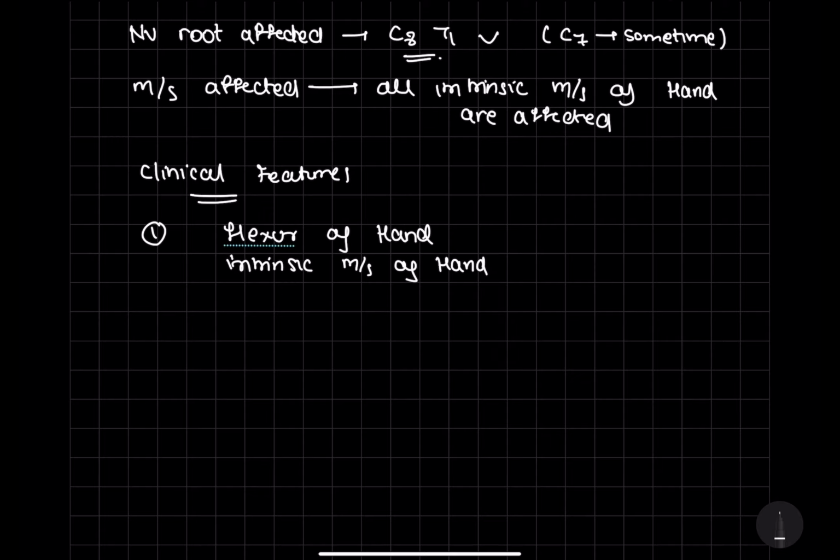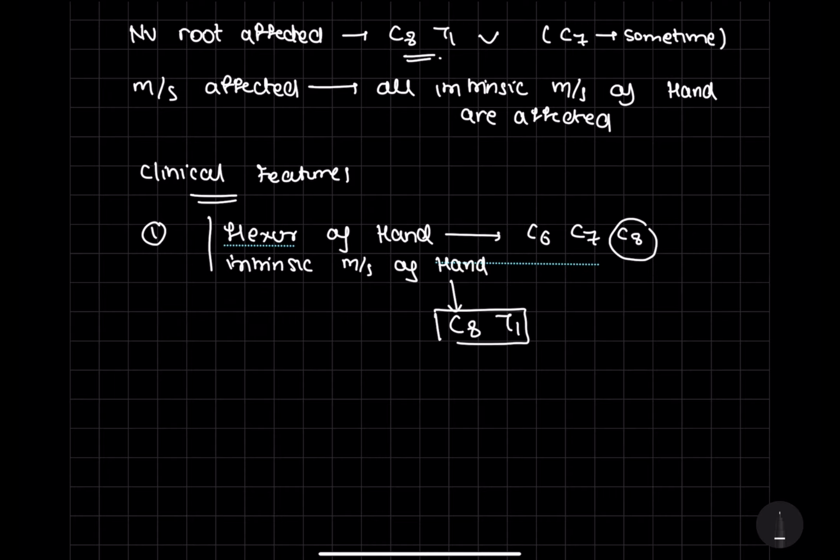Now your flexors are affected. What does that mean? At your wrist joint, flexion would become harder for you. So in that condition, extension will become strong. But why are the flexors affected? Because they are supplied by C6, C7 and C8. In this condition, because of C8, the flexors of the hand are affected. And why are the intrinsic muscles affected? Because they are innervated by C8 and T1.